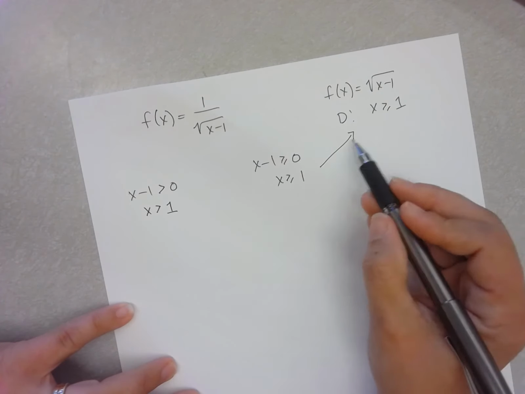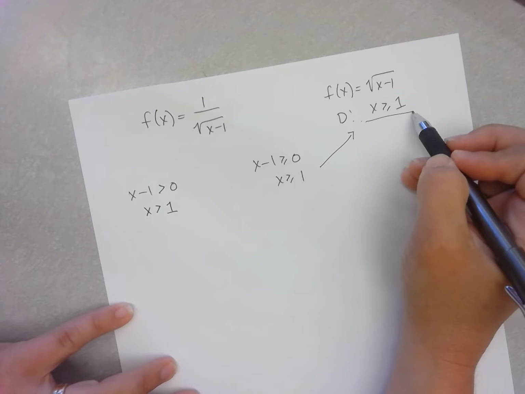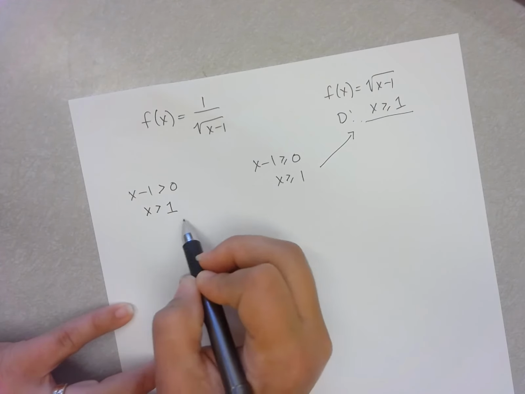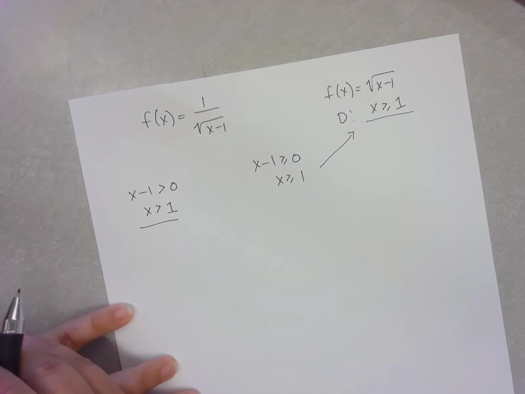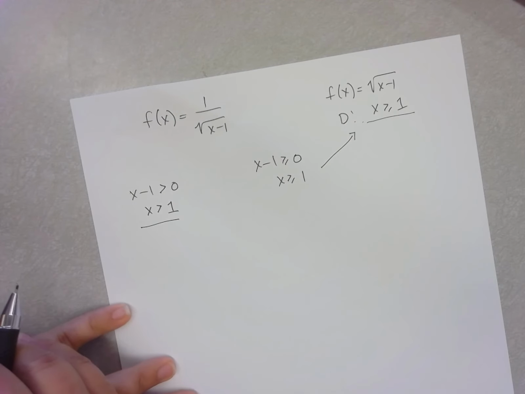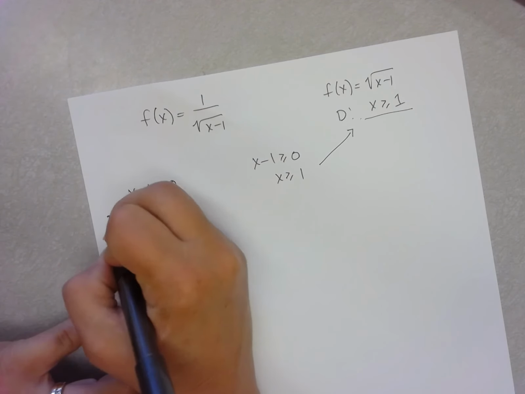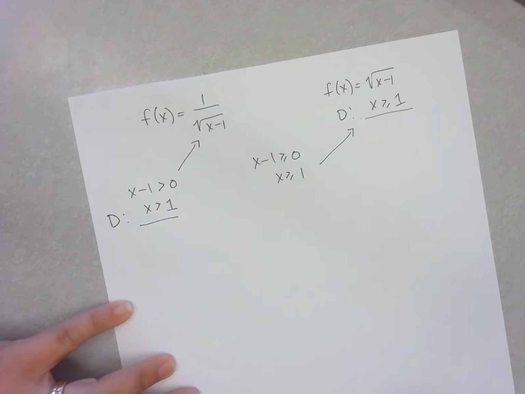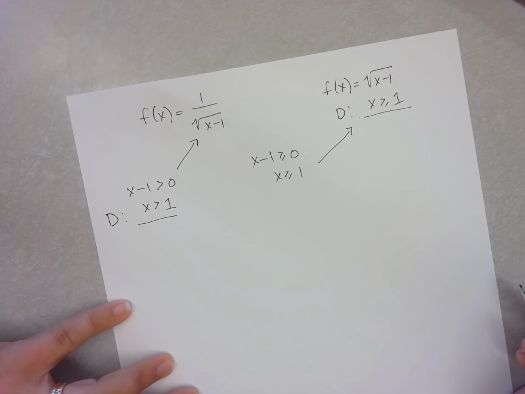So a little bit different, where this one I'm allowed to plug in 1, this one I'm not, right? I can use everything just a little bit bigger than 1, but not 1. So my domain restriction on this one is x is strictly greater than 1. If I just had the square root of x minus 1, it would be greater than or equal to 1.